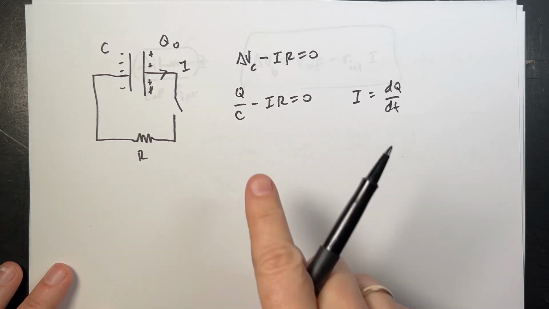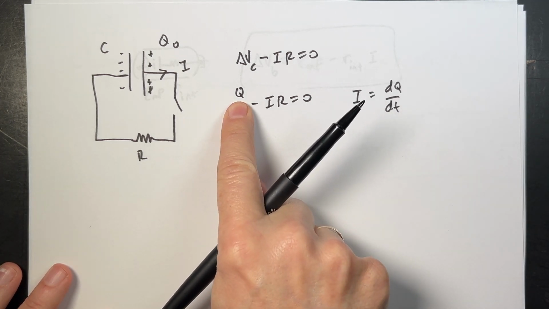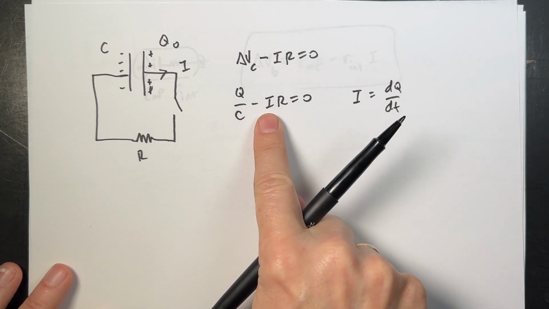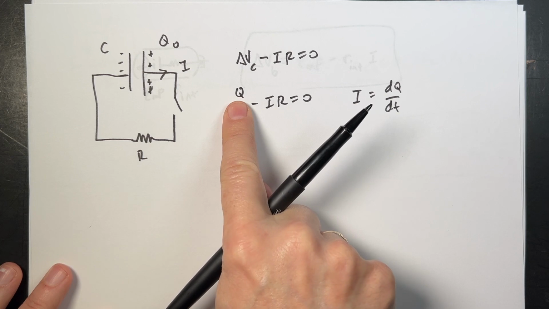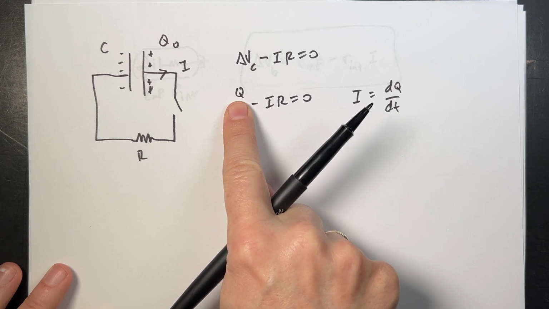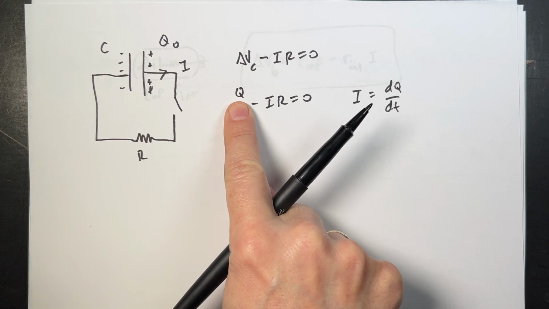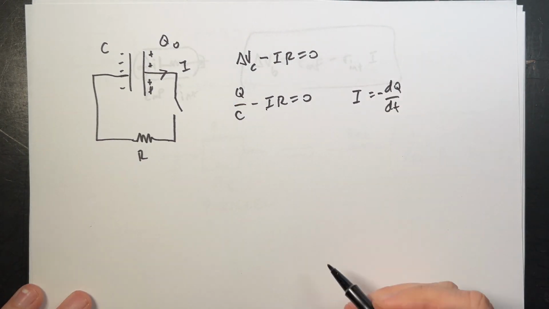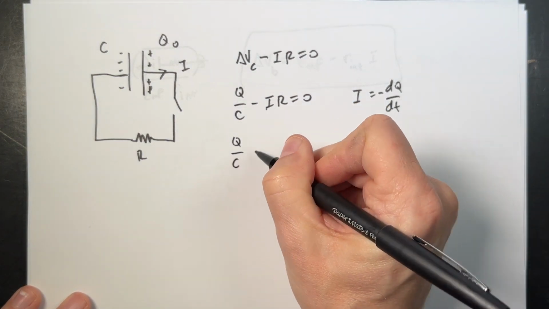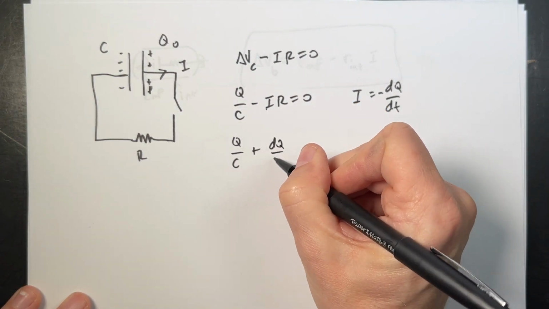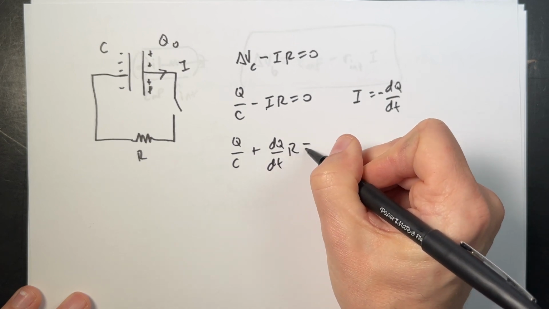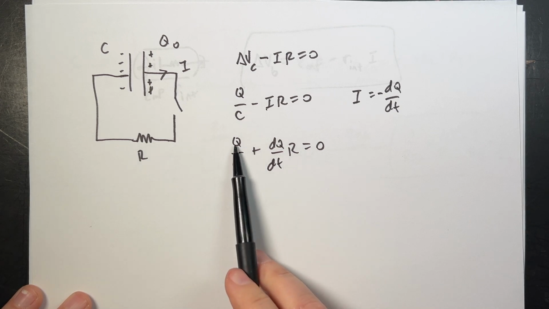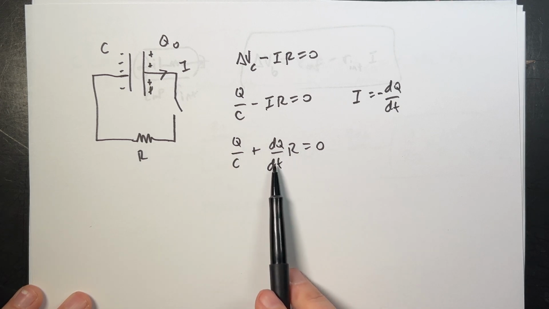Now, I do have a problem. This is the charge on the capacitor. This is the rate of flow of charge. But if I put that in here compared to that, I'm going to have to add a negative sign because I'm decreasing the charge on the capacitor. So let's replace I with negative dq dt. So I get Q over C plus dq dt R equals 0. So this is a differential equation, right? Because I have a variable Q that changes with time, and then I have this thing also.